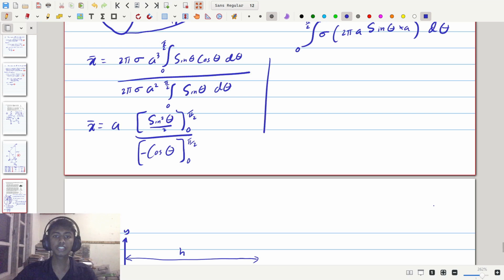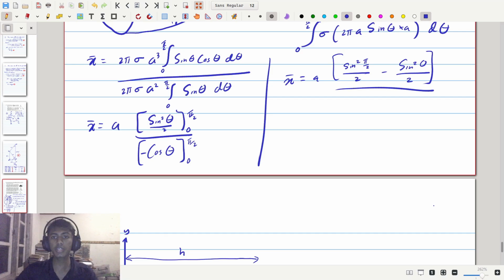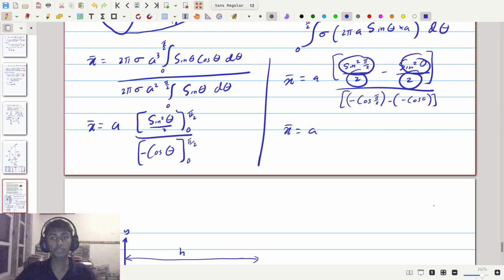So now, considering the integrals here, we have x bar equals a times, and the integral on top is sine squared of pi by 2 divided by 2 minus sine squared of 0 divided by 2. The integral on the bottom is going to be equal to negative cosine of pi by 2 minus negative cosine of 0. Now evaluating the top integral, x bar is equal to a times 1 divided by 2 minus 0 divided by 2. So we have 1 over 2, or half, minus 0. So the integral on top is going to be equal to half.